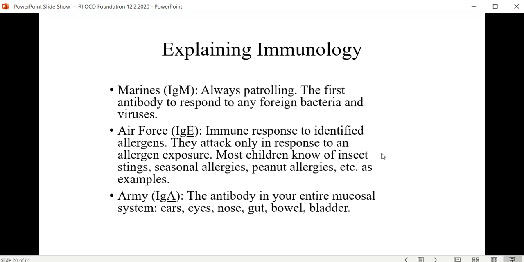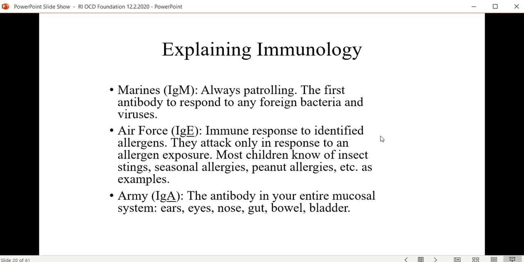Now, one way to explain immunology, and I do this with the kids, but it's simple, and parents give me a lot of feedback about this, is to understand what is immunology and what does it do. To make it simple, it's like the Marine Air Force. It's like our armed forces. The main one is IgM, and it's always patrolling. It's your first defense. It's constantly on alert. It's the first one to show up for any exposure to bacteria and viruses.